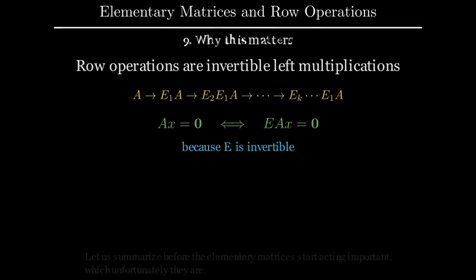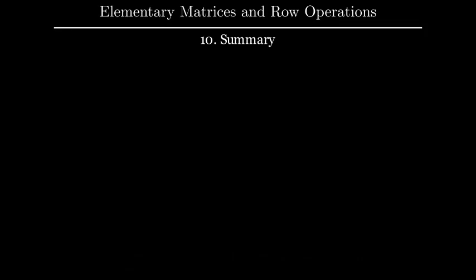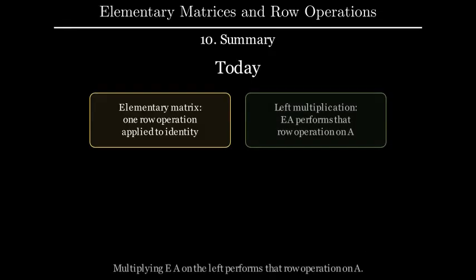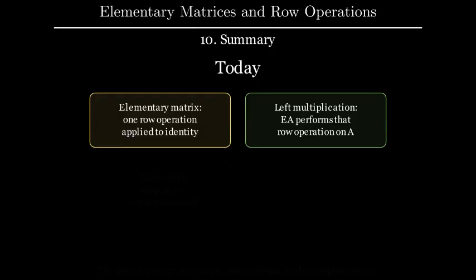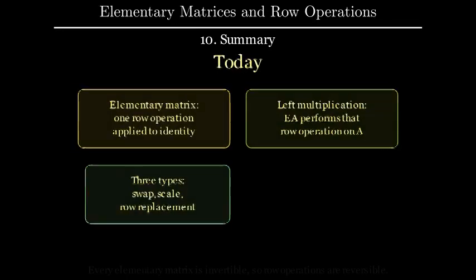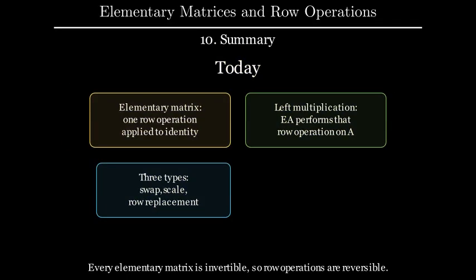Let us summarize before the elementary matrices start acting important, which unfortunately they are. An elementary matrix is the identity matrix after one elementary row operation. Multiplying EA on the left performs that row operation on A. The three types are row swaps, row scalings, and row replacements. Every elementary matrix is invertible, so row operations are reversible.